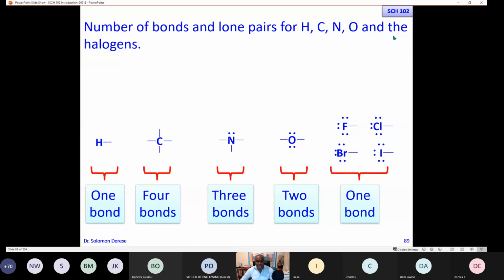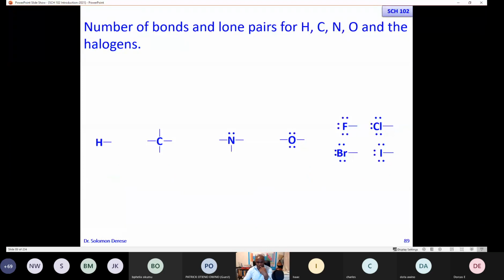If you look at oxygen, oxygen has 1, 2, 3, 4 electrons, 2 lone pairs of electrons that are not involved in chemical bonding. The halogens have 3 lone pairs of electrons.